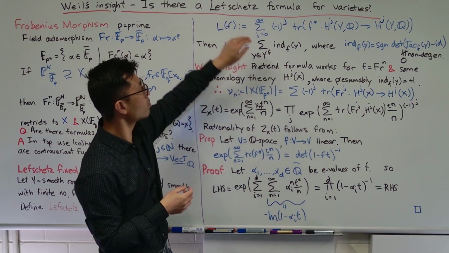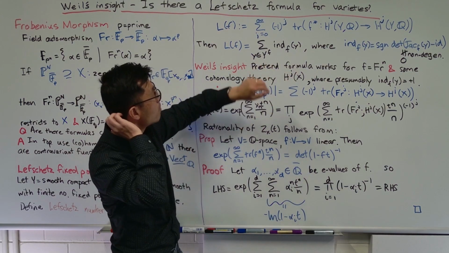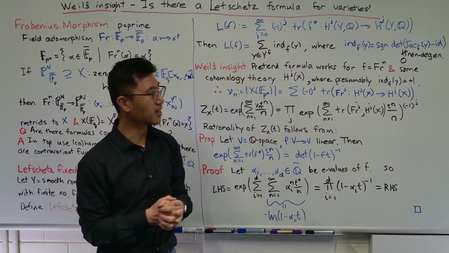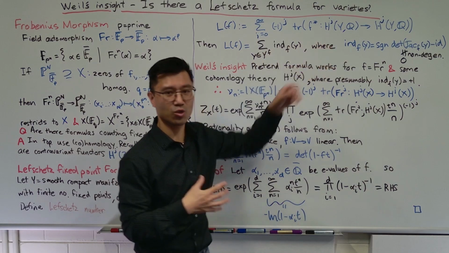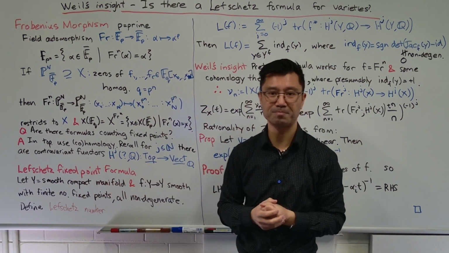Okay, so this gives you quite some strong control over the number of fixed points. So in particular, if L of F is non-zero, there has to be at least one fixed point. Okay, so that's one classic use of what's called the Lefschetz fixed point formula.